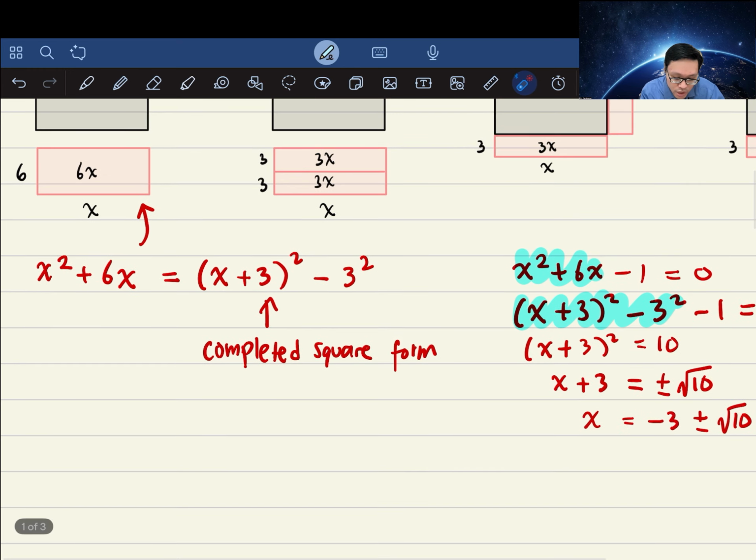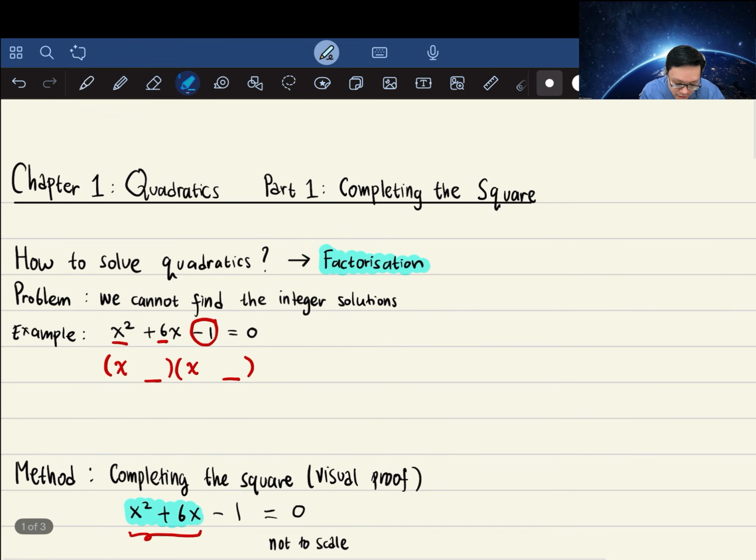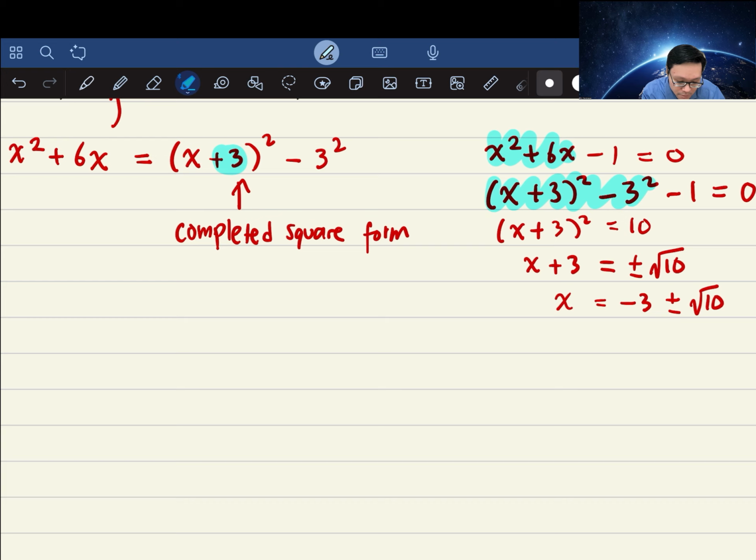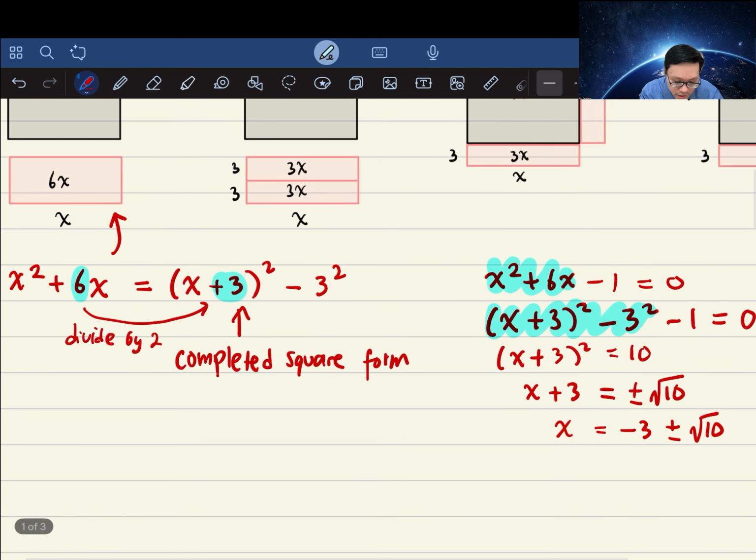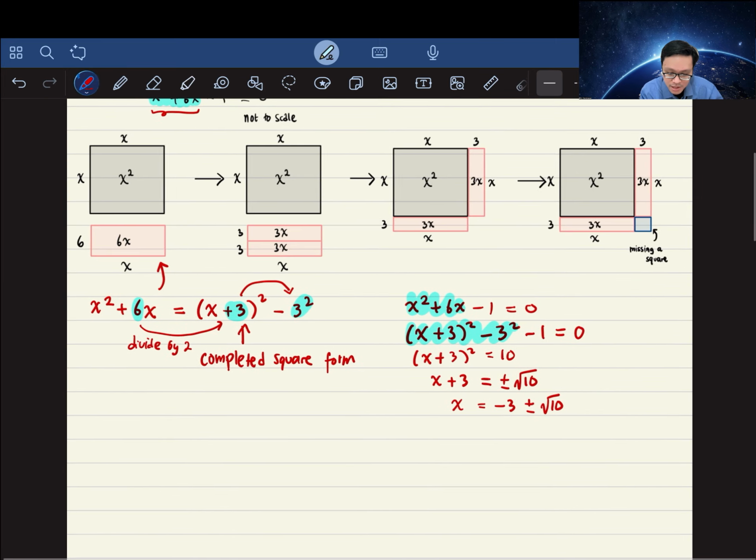If you look at the pattern, we divide the 6x into 2, becomes 3x and 3x. So if you look at the pattern here, this 3 comes from this value and then divide by 2, right? Because we divide the rectangles. And then this missing square is just basically this number being squared, because this is 3, and this 3 will become the missing square. So we will have some steps on how to do completing a square. So let us jump into the first question.